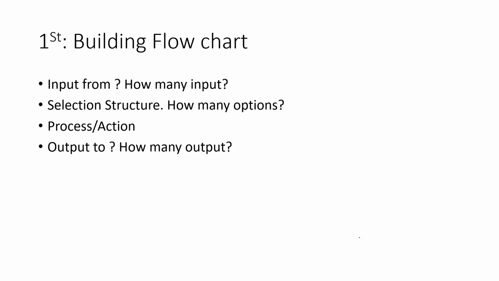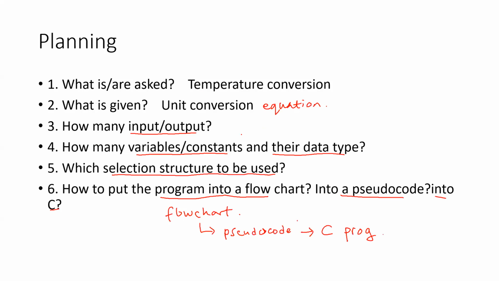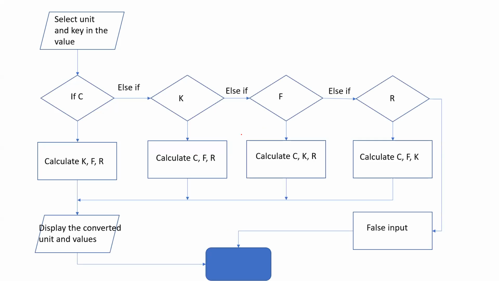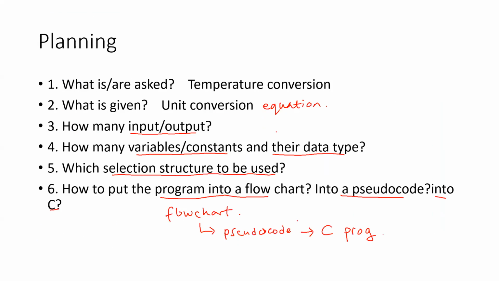Okay, number one is building your flowchart. So if you want to build your flowchart, you need to determine what's the input. Where does your input come from and how many you need to key in. And then you have your selection structure. How many options? And your process and action and output, how many outputs. So if you remember that, just try it.